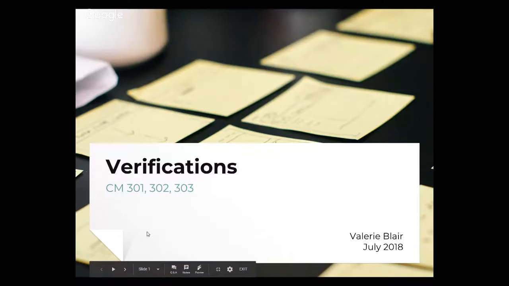All right, so verifications. When we're talking about verifications, we are talking about requesting and receiving proof of the statements that are given to us during the interview so that we can make sure we are accurately processing our applications for SNAP and Empower with current and correct information. Some of the sections in the manual where you will find information on acceptable items of verification and documentation are Combined Manual sections 301, 302, and 303.